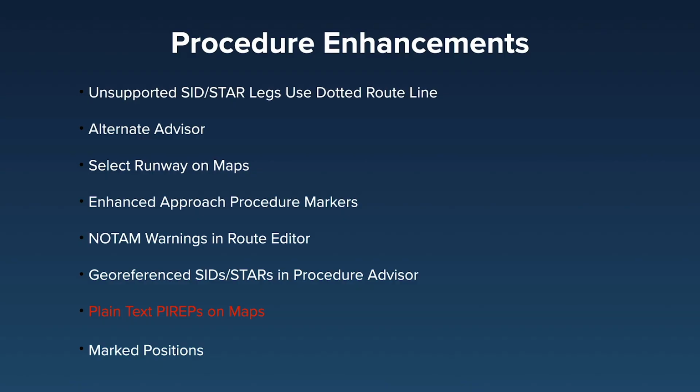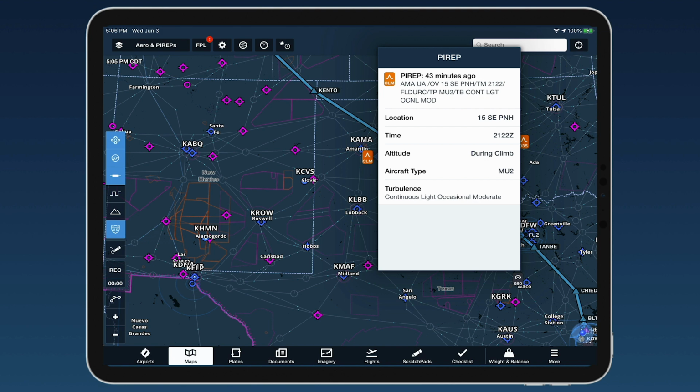We now depict plain text PIREPs on the map. So if you tap on a PIREP, you not only get what I'll call the code that you have to interpret at the top, but you also get a description of what that PIREP is all about. In this case down below, you notice it's continuous, light, occasional, moderate. But make note of one thing. You have to have the PIREPs overlay selected in order to see the PIREPs. So don't go looking for PIREPs unless you have that overlay selected.